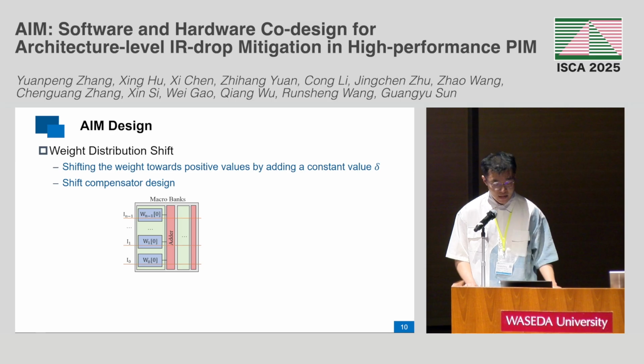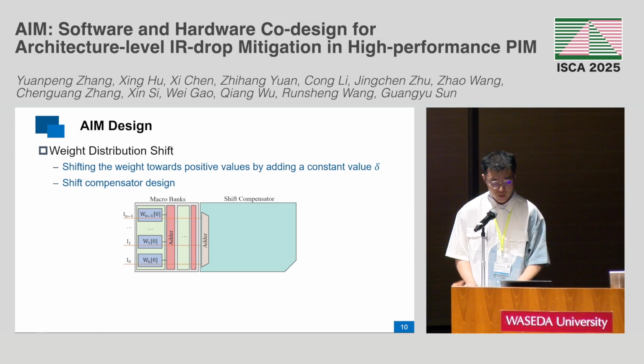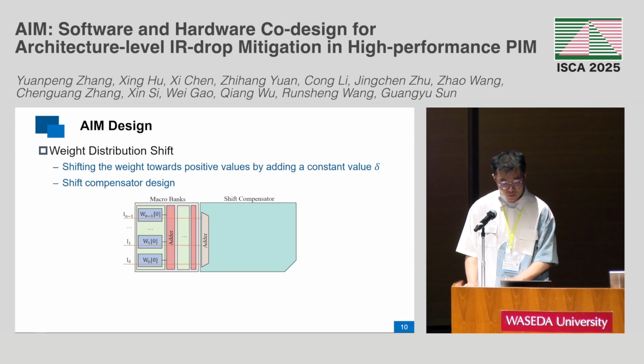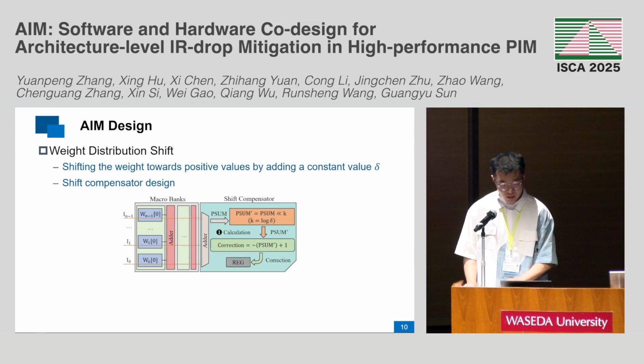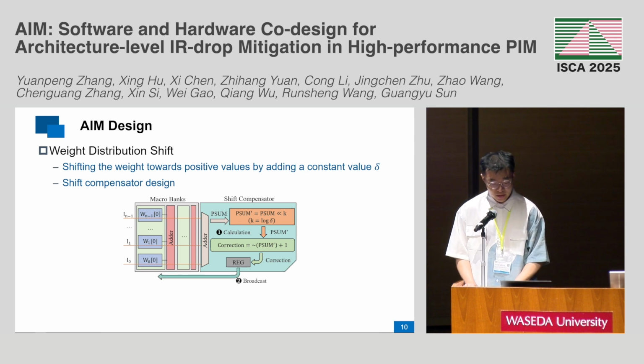The shift compensator is located next to the PIM macro banks, sharing input streams to optimize resource usage. It performs three main operations: correction calculation, correction term broadcast, and correcting.